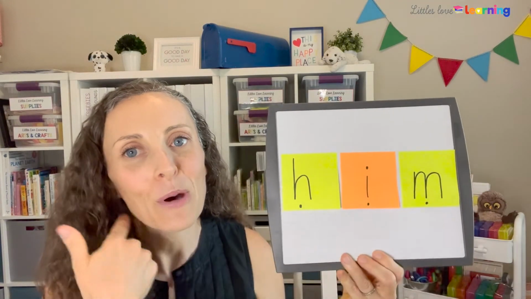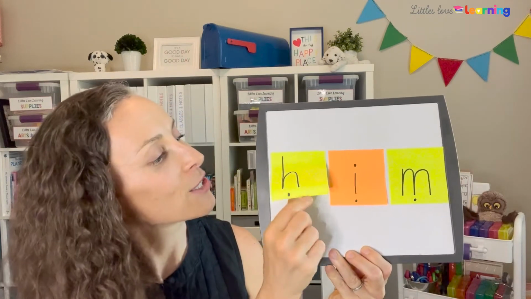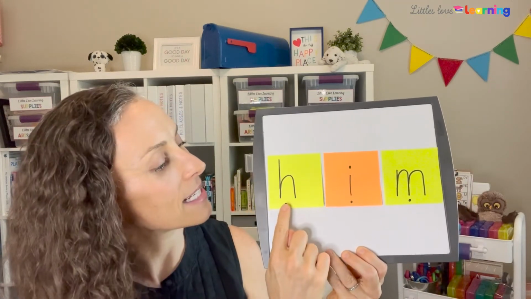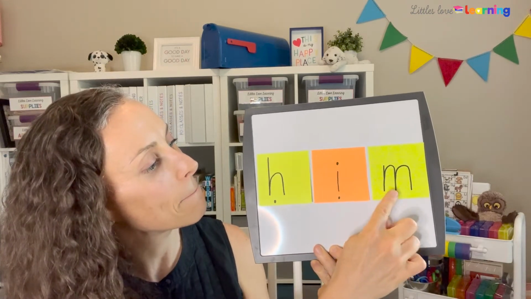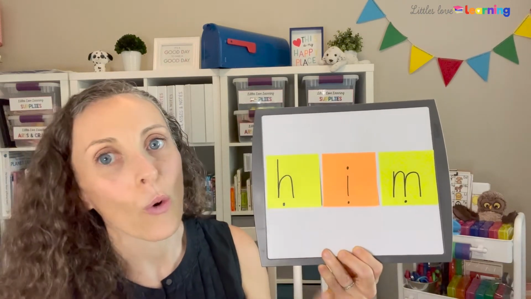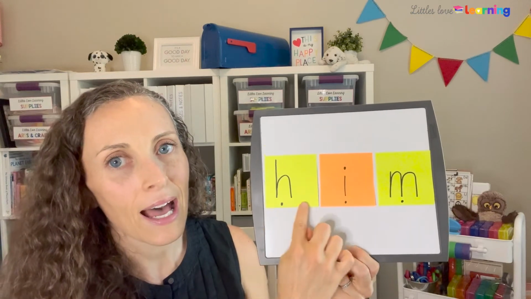Another fun way to practice blending is to use a whiteboard and Post-it notes. And you can do this in 2 different ways. The first one, you can have the Post-it notes go right on here. So I've written the letters on here. They can touch and say the sounds. I, him. Or you can do that continuous blending.